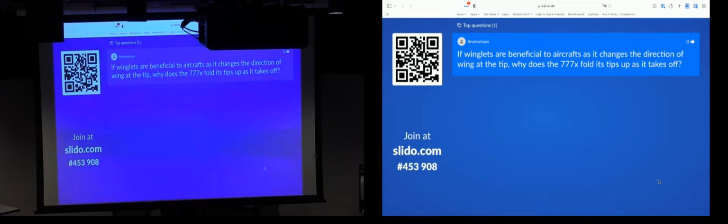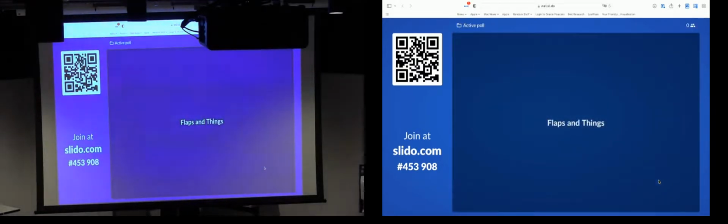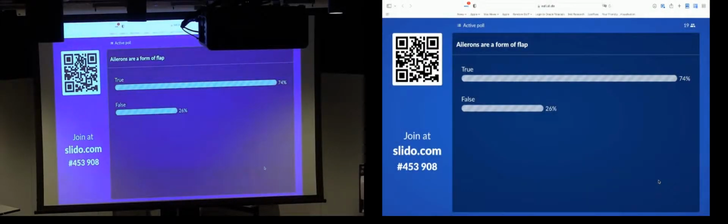Okay, last survey on flaps and stuff, and we'll quickly get through this. If you have an answer, do you believe that the 70% who have said true are correct, or the 30% who said false are correct?